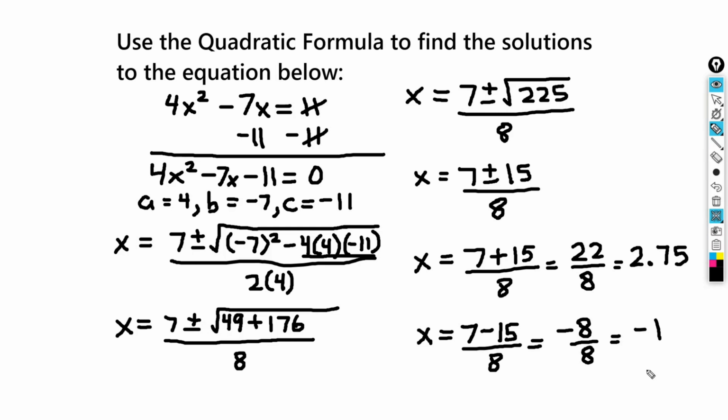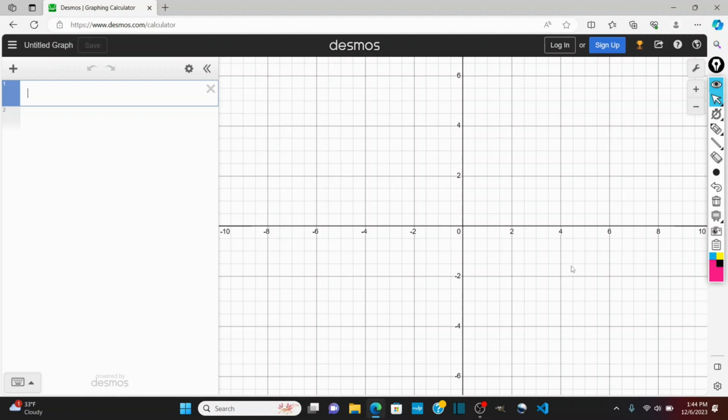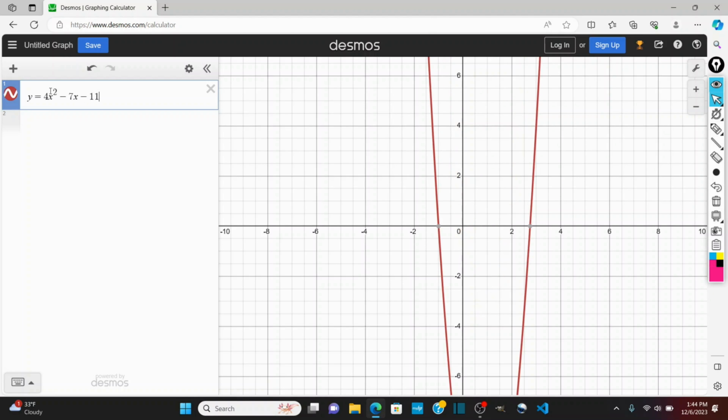And let's jump to Desmos, and I'll show you what that looks like. When we jump to Desmos, we're going to take this, and instead of setting this equal to 0, we're going to set it equal to y. All right, let's jump to Desmos. Okay, I'm on Desmos here, and I just got to Desmos by searching for Desmos graphing. And what we're going to do is set y equal to this 4x squared minus 7x minus 11.